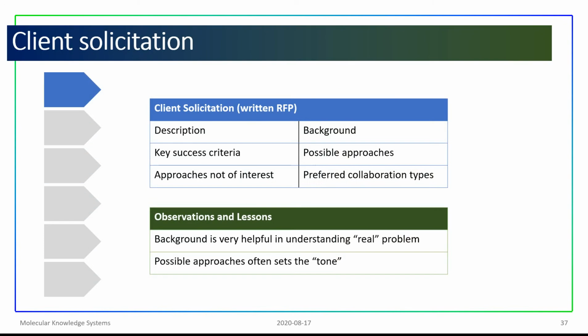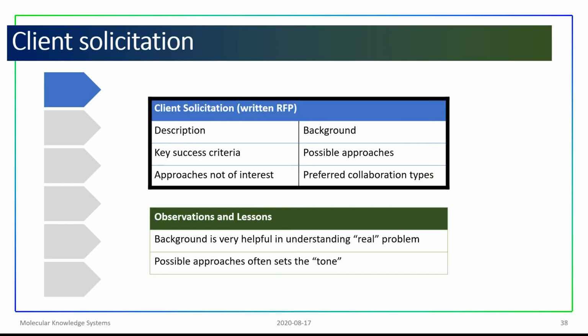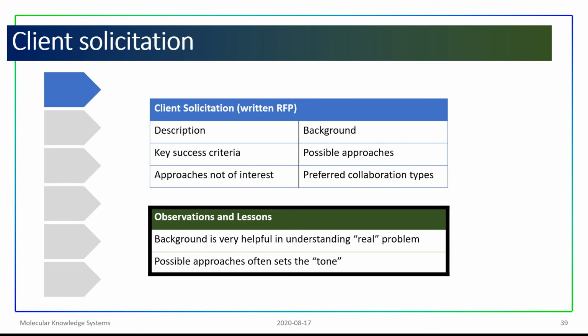Again, the first step of the process is the client solicitation. This is a written request for a proposal, typically providing a general description of the request, some background information, key success criteria, possible approaches, approaches not of interest, and preferred collaboration types. What I think is truly intriguing about open innovation is that the RFP, this client solicitation, is often the first time we have ever heard about the topic. Many of the products that are involved in the projects we have worked on are familiar from everyday interactions, but the specific problems being discussed are often new to us.